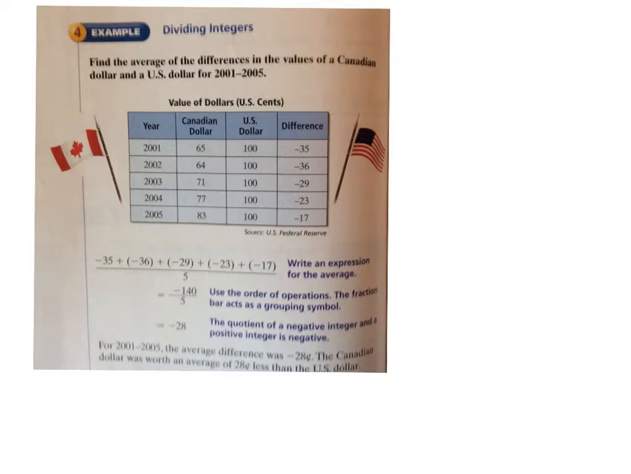Hey, you remember how to find an average, right? You add up the numbers and divide by the number of numbers. So in this example, it says find the average of the difference in the value of the Canadian dollar and the US dollar for 2001 to 2005. All it's really saying is add these numbers up and divide by 1, 2, 3, 4, 5, because there are 5 numbers. So we add these up, and we find it's a negative 140. Divide by 5. Negative divided by positive, one of each, so it's going to be negative, and the answer is 28. So the average is negative 28 cents.